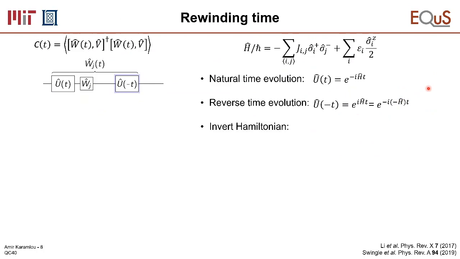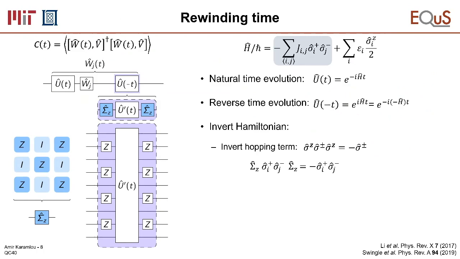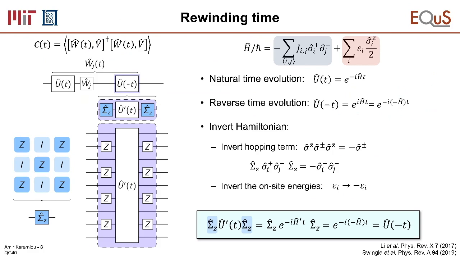To invert the Hamiltonian, we first need to invert the hopping term. These hopping terms have sigma plus and sigma minus operators, which are the qubit creation and annihilation operators. We can simply invert the sign of these operators by sandwiching them between two sigma z operators. By applying a sigma z operator to every other qubit in the scheme, we can effectively invert that first hopping term in the Hamiltonian. Next, we can invert the on-site energies using our fast flux control of the system by mapping these epsilon i's to minus epsilon i. Using this scheme, we can realize a reverse time evolution in our system under the natural Hamiltonian.